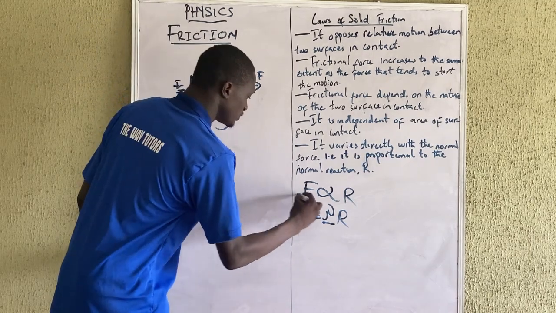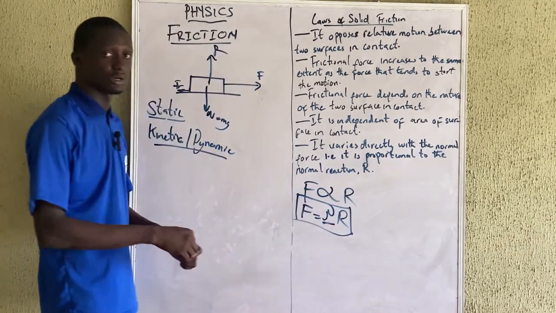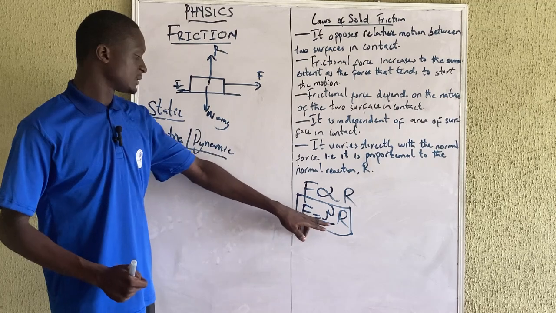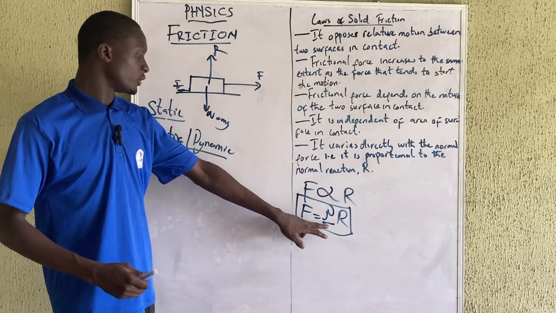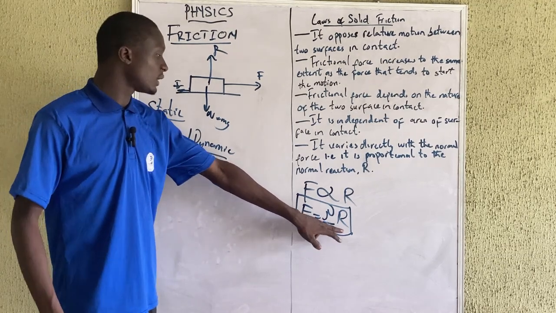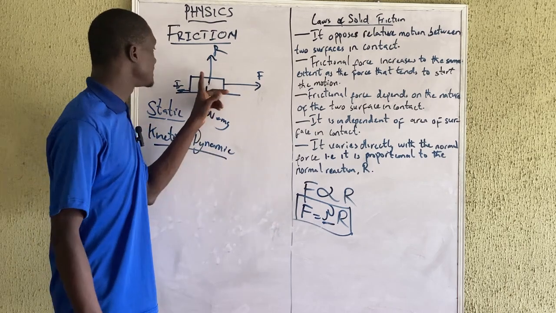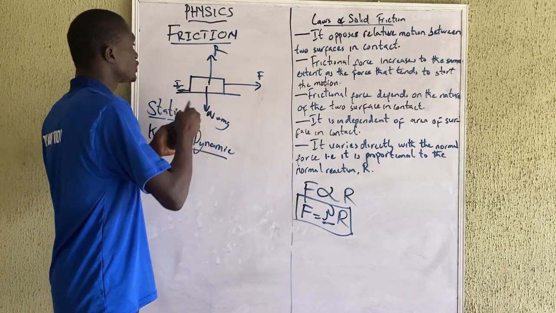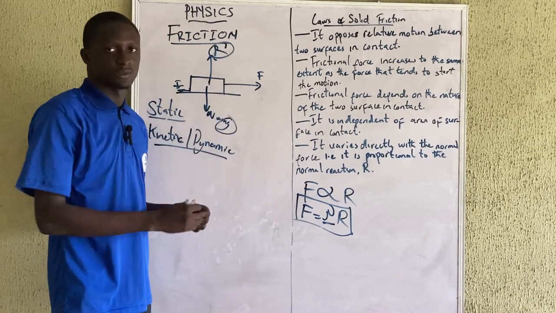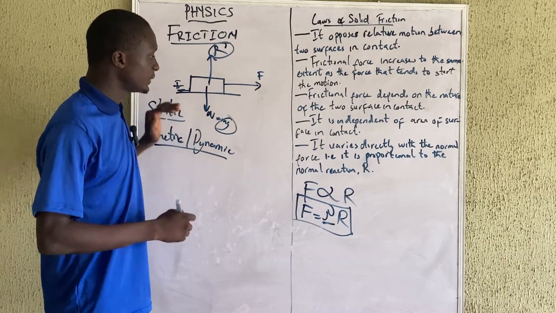So this is what leads us to the formula for frictional force, where F is your frictional force, mu is your coefficient of static or dynamic friction, and R is your normal reaction, which in this case is also going to be equal to mg on the horizontal.